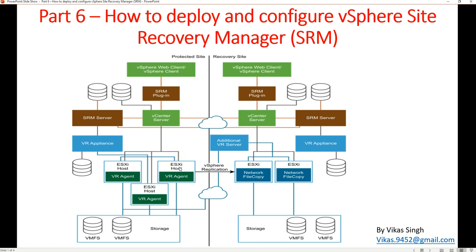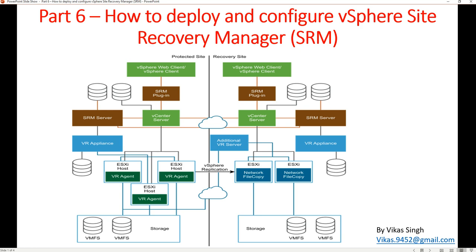If you have not watched that series, go and watch from part 1 to part 5, in which we have deployed the vSphere replication appliance. We have configured the replication, we have done the recovery, and we also did the failback. So everything is there. If you want to check first how the VMware replication appliance works and how to configure it, go and watch that series. And then the next step is configuring the SRM.